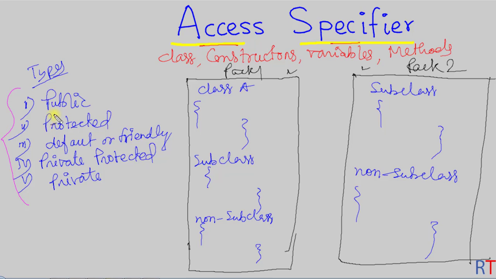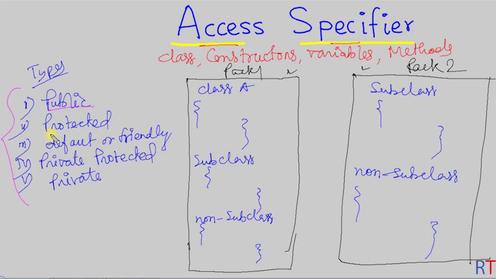Now while using the public access specifier with one member in the class A, the public member will be accessible from subclass in the same package, non-subclass in the same package, and also it will be accessible from subclass in other package and non-subclass in other package. So the member with public access specifier has the widest visibility. That's why this member is accessible from within the same package and also from the other packages.